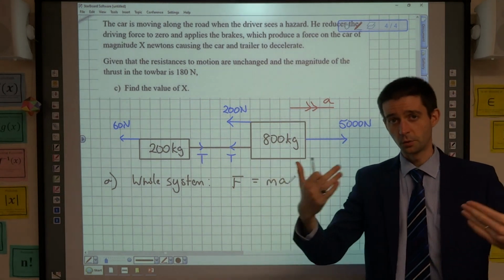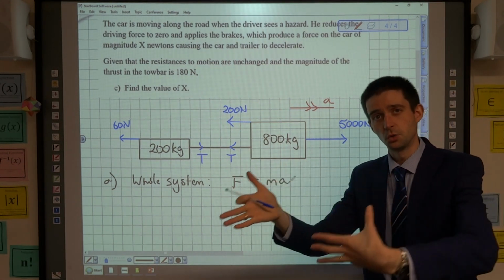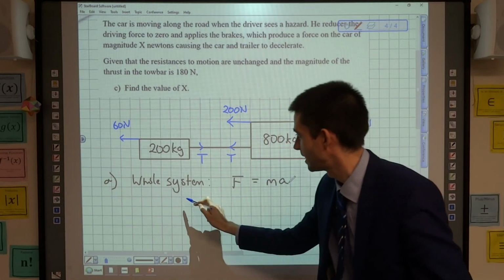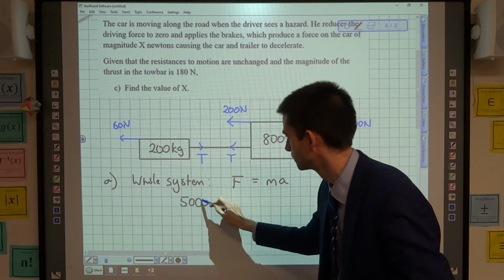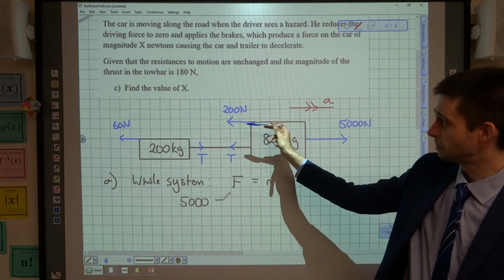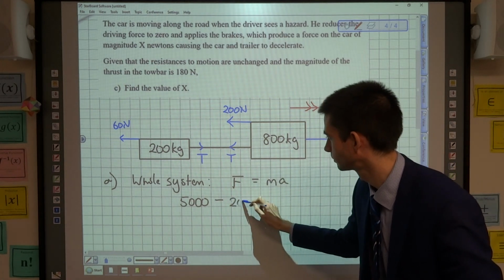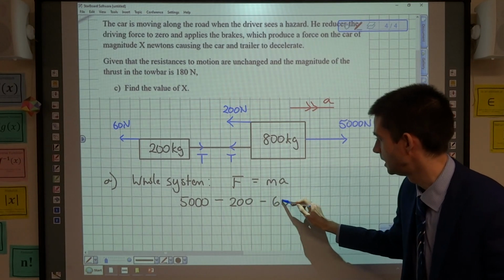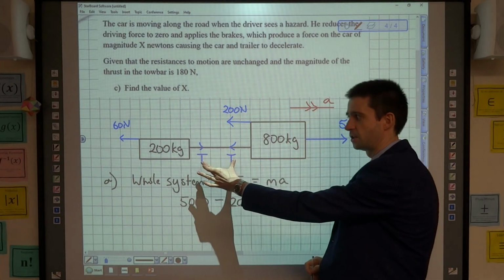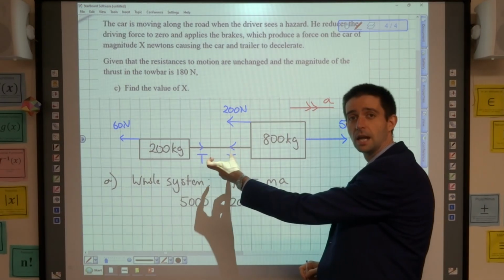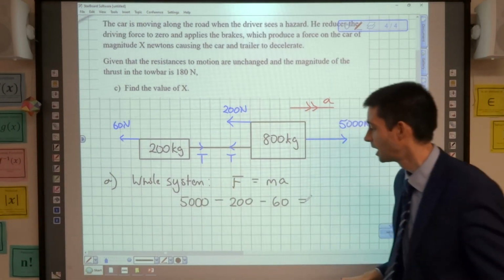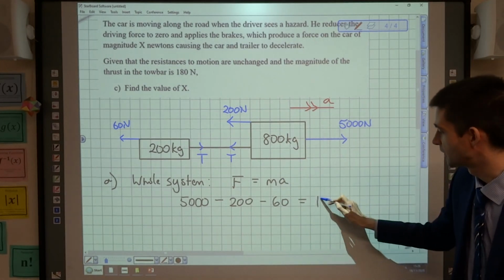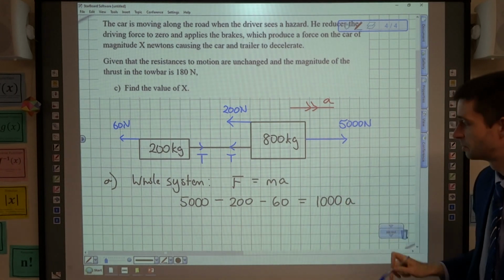And I need to consider all the forces acting in the direction of motion minus all the forces opposing the motion. So acting in the direction of motion, I've got that 5,000 newtons, which is the driving force of the car. That is being resisted by the 200 newton force resisting the car and the 60 newton force resisting the trailer. I do not consider at this stage the two tensions because they are acting in opposite directions, cancelling each other out. And that is going to equal the mass. Now that's the total mass of the whole system, so that's 1,000 multiplied by the acceleration.